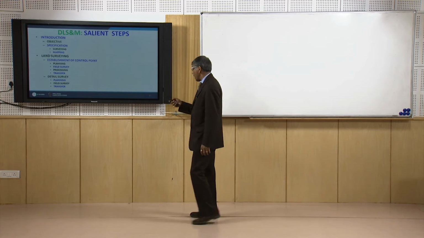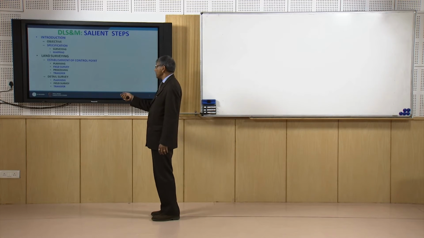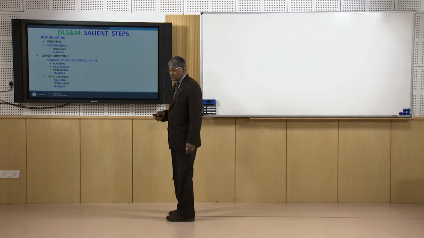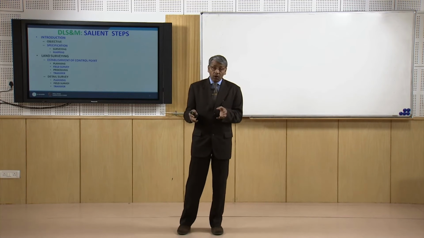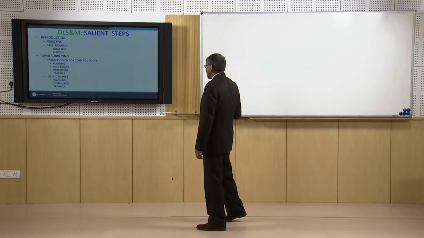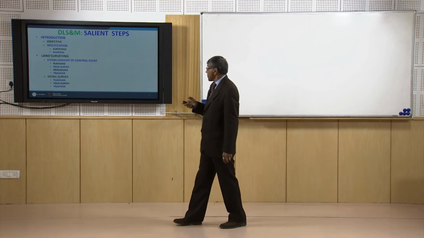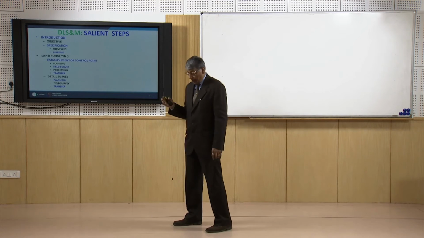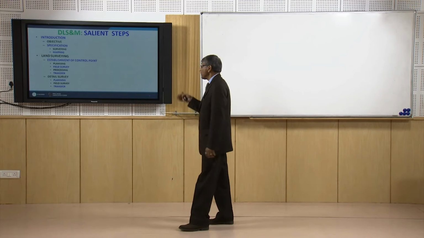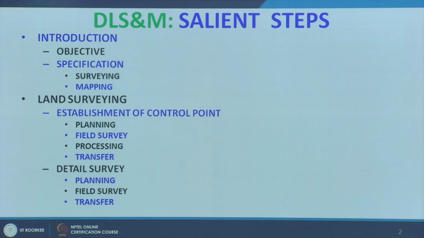Of course, I will discuss this in more detail when I take up the lesson on establishment of control points. Now, once the planning stage is over, meaning we have decided the location of the station points where we will establish control points, how the observations will be taken, what the duration will be, when it will be taken, what instruments are to be used, and that it is the static method of surveying which we will do.